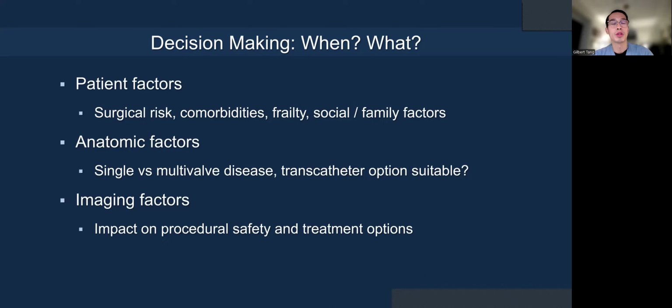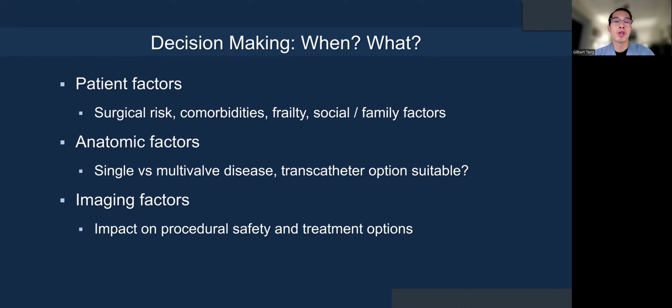First are patient factors. What is the surgical risk of the patient? Any comorbidities or frailty? Are there social or family factors involved? What are the anatomic factors? Is it single or multi-valve disease? What kind of transcatheter options would be suitable?